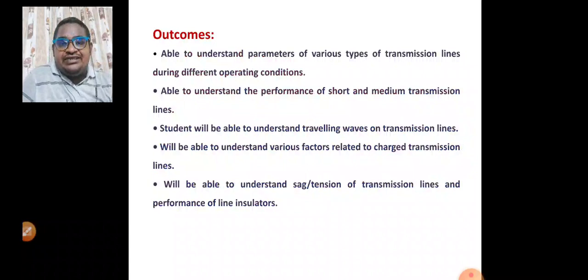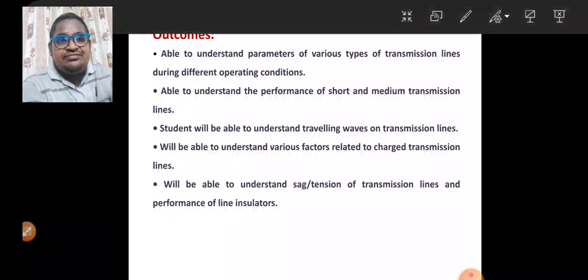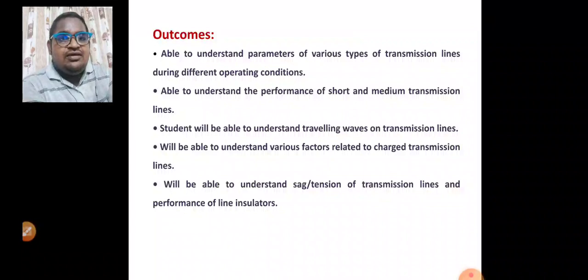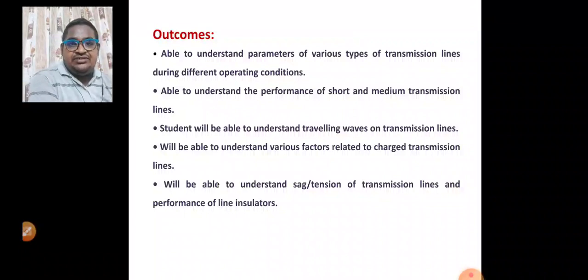Now finally, what you can get from this subject: the first one is you are able to understand the parameters of various types of transmission lines during the different operating conditions, that is resistance, inductance, capacitance, and you are able to understand the performance of short and medium transmission lines, that is short transmission line and medium transmission line, efficiency and regulation.